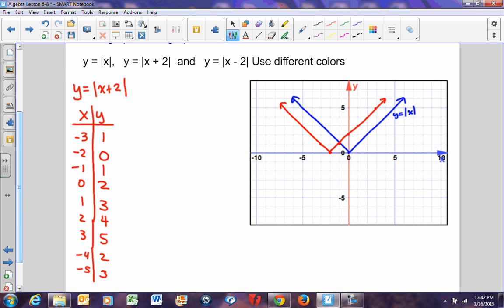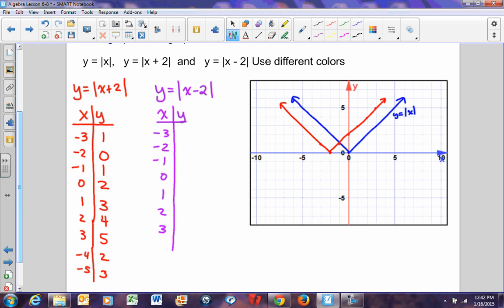Let's go to the last graph. y equals the absolute value of x minus 2. And again, I'm going to do this in a different color. If I choose to put this in purple, again, I'm going to do an abbreviated x and y table: -3, -2, -1, 0, 1, 2, 3. I may need to add some numbers later to keep it from being a giant check mark, but I'll do that later if I need to.